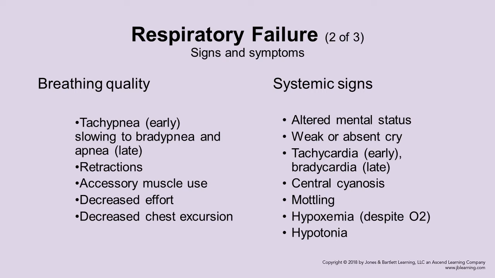Now, the systemic signs of respiratory failure are similar to, and more severe than, those of respiratory distress. So patients can have more severely altered mental status or lethargy. They can have a weak or absent cry. They can be tachycardic or even bradycardic, which is a more ominous sign, bradycardia being a slow heart rate. As we said, they can have central cyanosis, mottling, or hypoxemia, which is not responsive to oxygen administration. Additionally, their neurologic status can be an indicator, and they can have hypotonia, or low body tone, particularly in babies and infants.